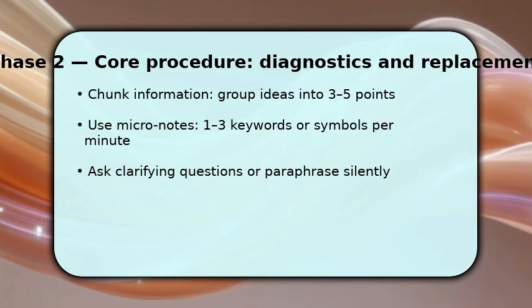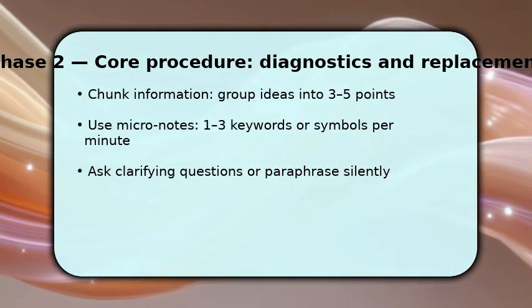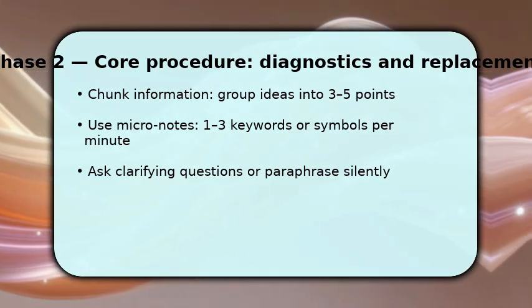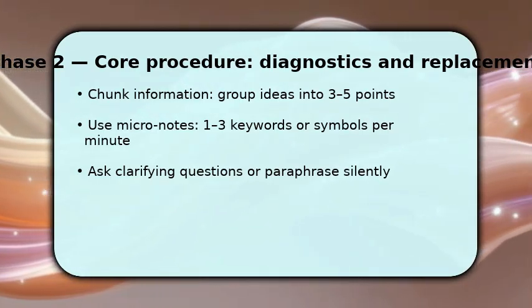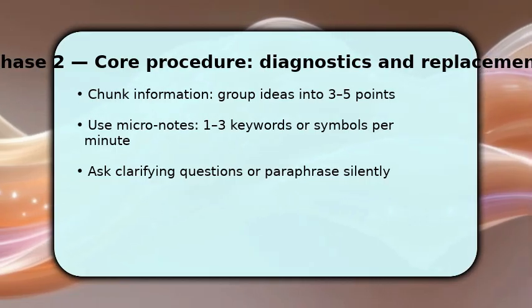You move into active listening by chunking content into 3 to 5 core ideas. This reduces overload and makes recall easier. Once you identify a chunk, jot 1 to 3 keywords or a quick symbol per minute. These micronotes keep you engaged without interrupting flow.